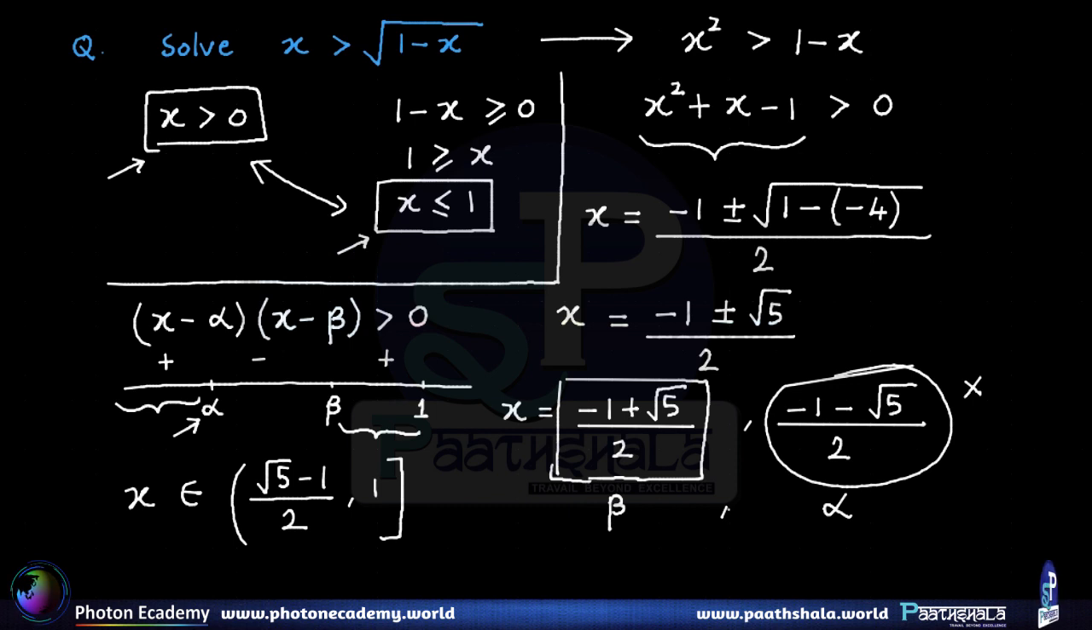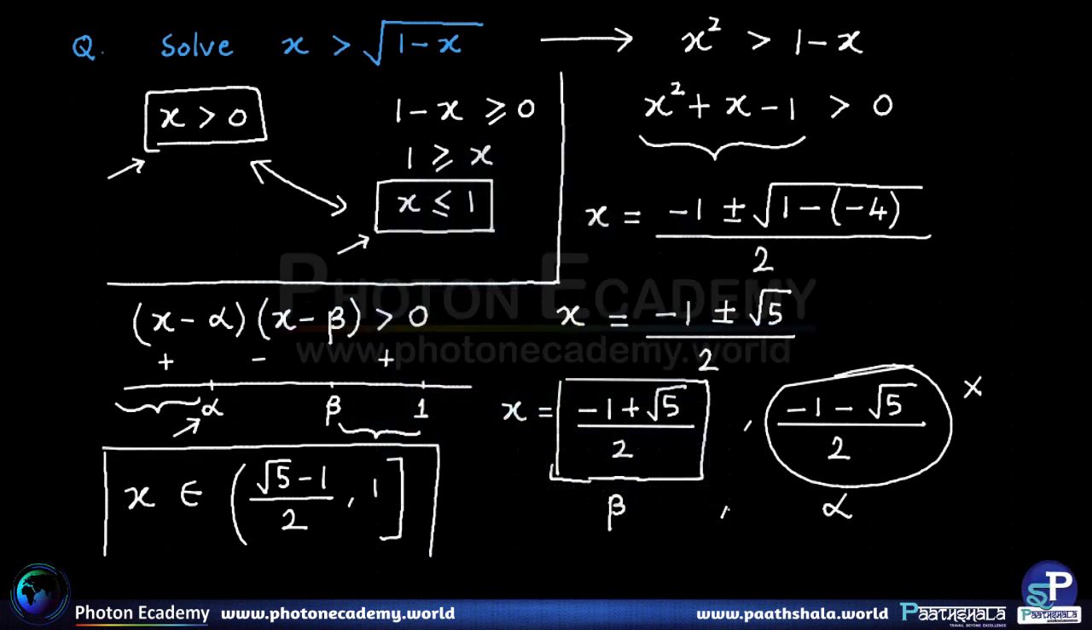So the final answer is this, that is the interval from minus 1 plus root 5 upon 2 to 1.